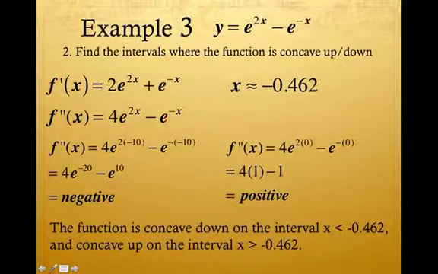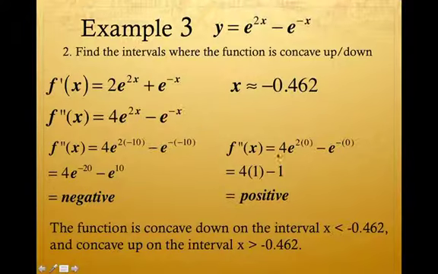And so I get something like this, which I think is very clear to see is a negative number, because this is a really small number, and this is a really big number. So small minus big is negative. So I know to the left of this number, f double prime is negative, which corresponds to concave down.